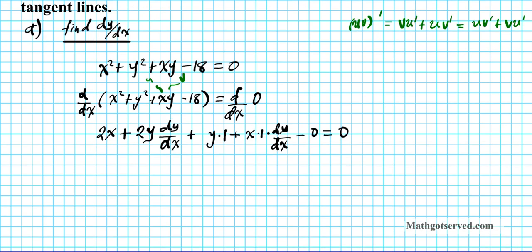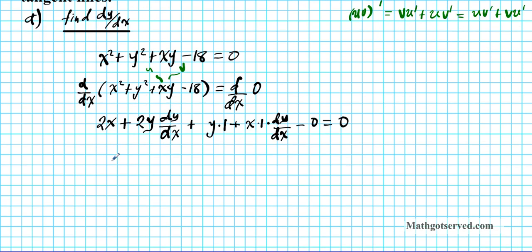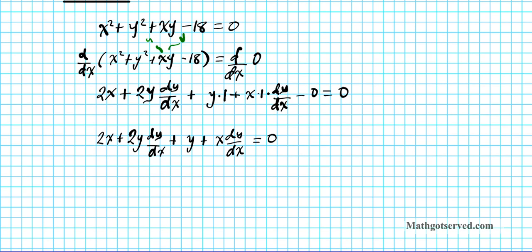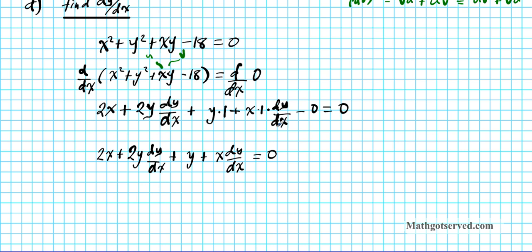Okay, let's go ahead and simplify this a little bit. So we're going to have 2x plus 2y dy/dx plus y plus x dy/dx equals 0. Okay, so to get dy/dx isolated, what we're going to do is collect all the terms with dy/dx, put them on one side, and all the other terms, move them to the other side, all right?